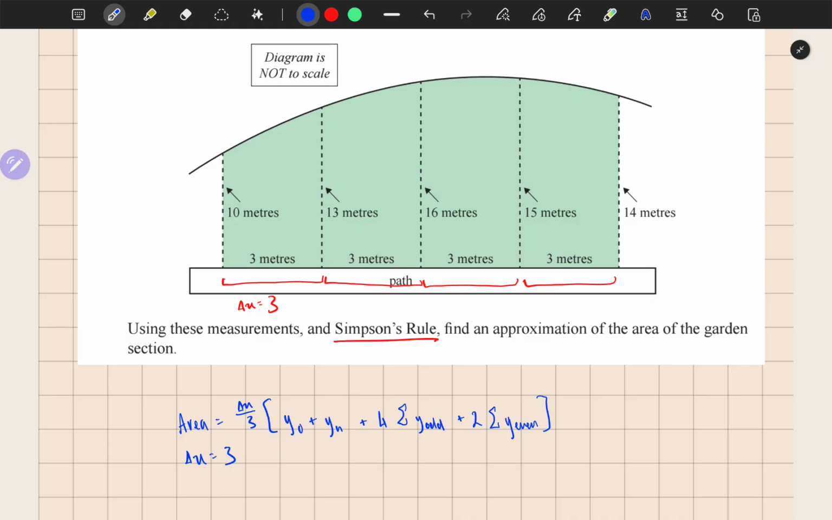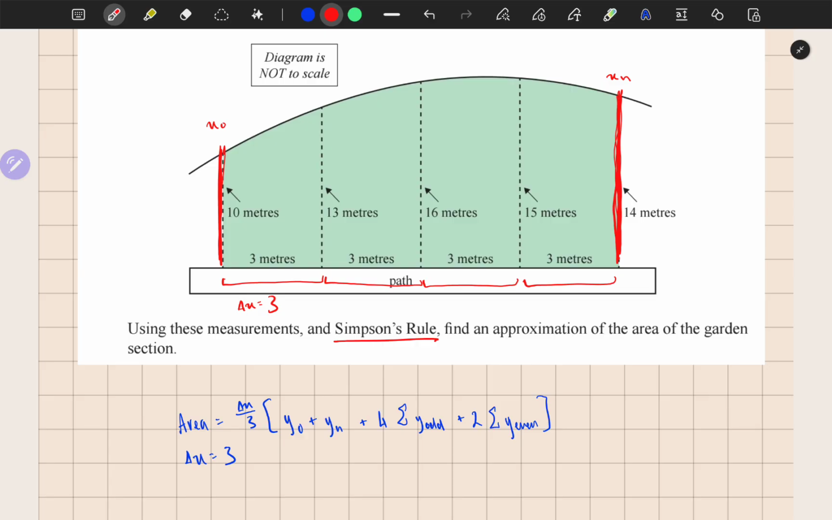And then they've given you measurements like so. And so you know that this is the start of the measurements. So that's the start of the integral. And this is the last measurement. So that's the last measurement of x. So this is going to be x of 0, and this is going to be x of n.